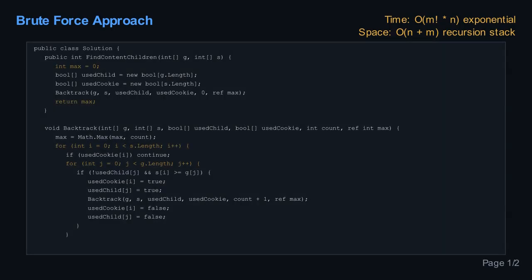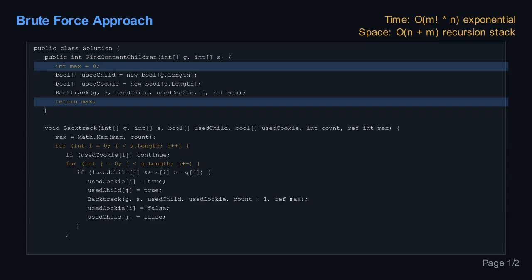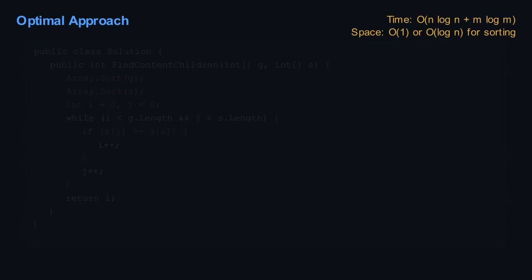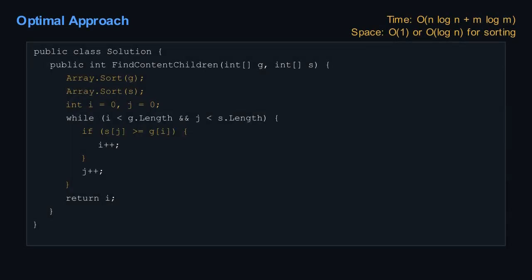A naive approach would be to use backtracking to try every possible combination of cookies and children to find the absolute maximum. We would track which cookies and children are used, recursively exploring all permutations. However, this is incredibly inefficient, resulting in exponential time complexity of m factorial times n. With even a small number of cookies, the recursion stack and the number of permutations would cause the program to time out or crash. The key insight is that to maximize content children, we should satisfy the least greedy children first using the smallest possible cookies that meet their needs.